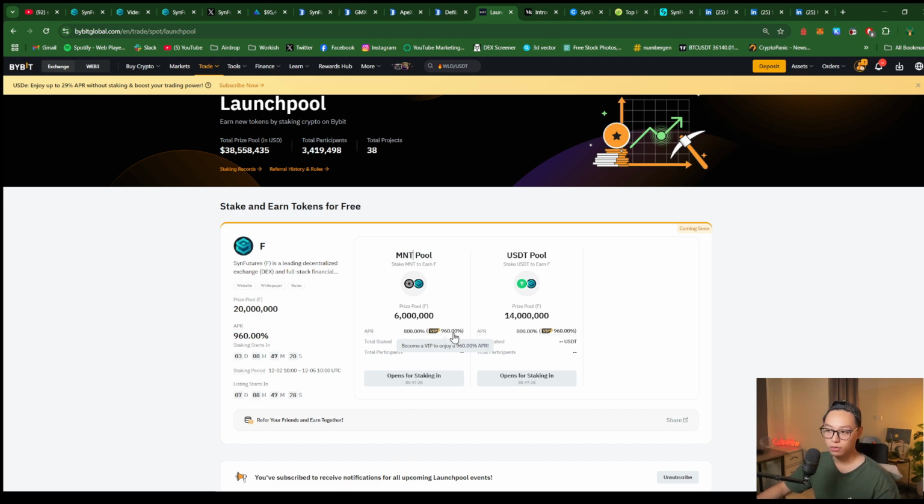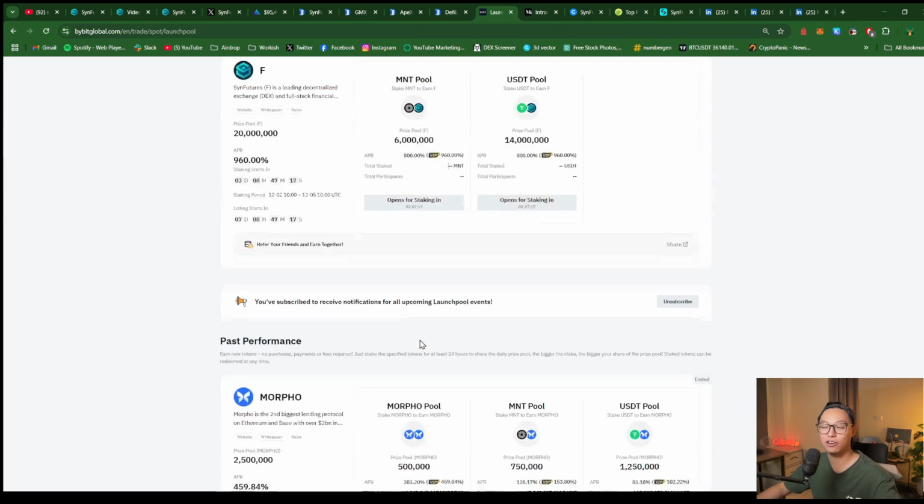They also show you the APR that you can get. So for now, 800%. But as the pool opens and as more people stake, this APR would come down to about 100%.